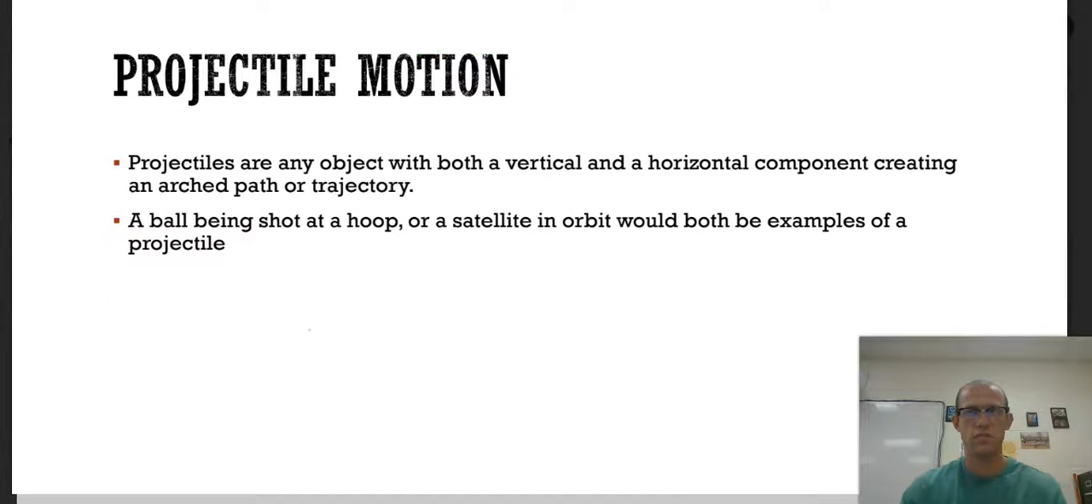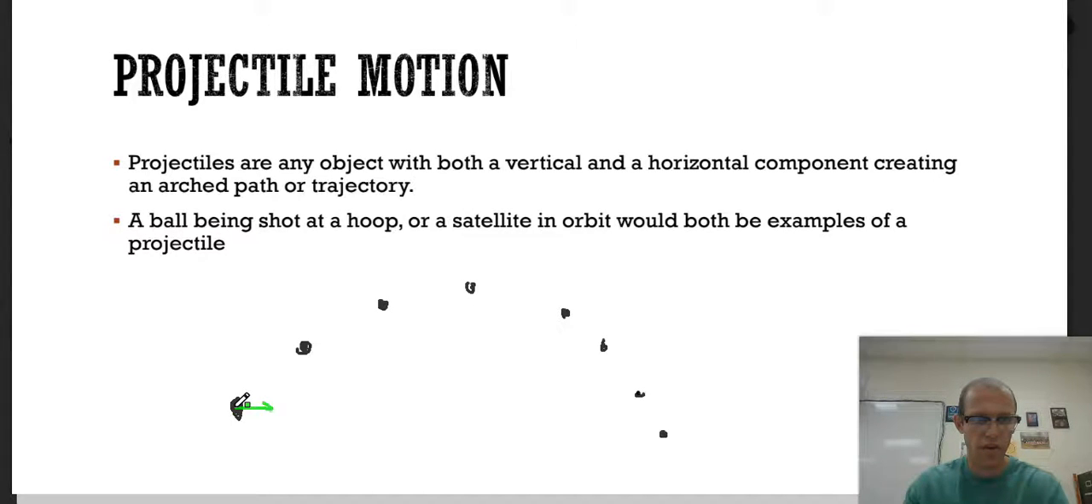All right, projectile motion. Projectiles are any object with both vertical and horizontal components creating an arced path or trajectory. So if I kind of lay out some baseballs here, this might be a trajectory of a baseball if you throw it, this kind of parabola shape. It has vertical components to the velocity and horizontal.